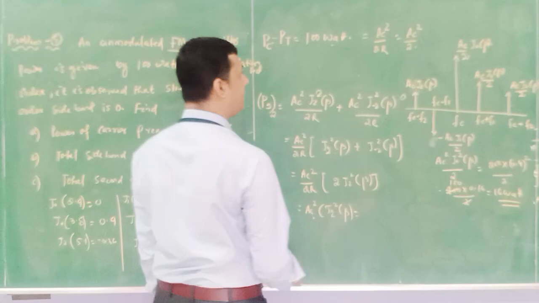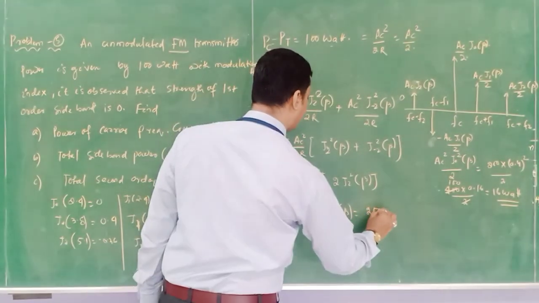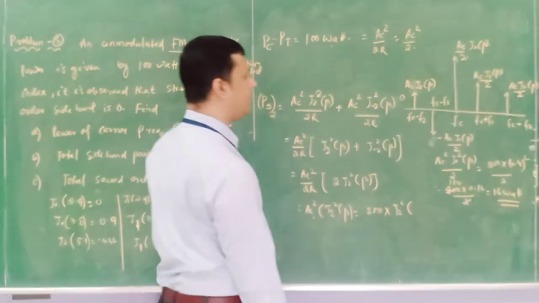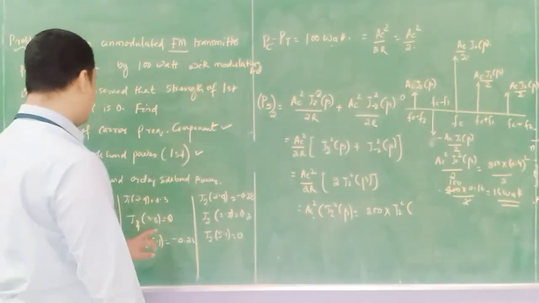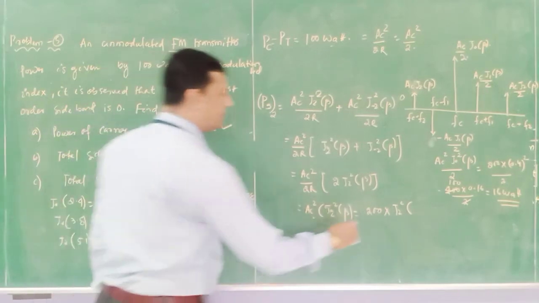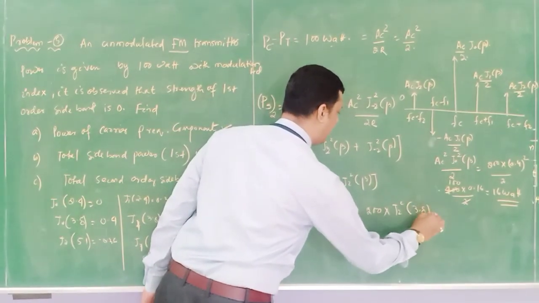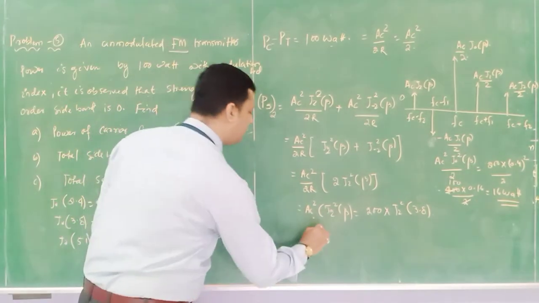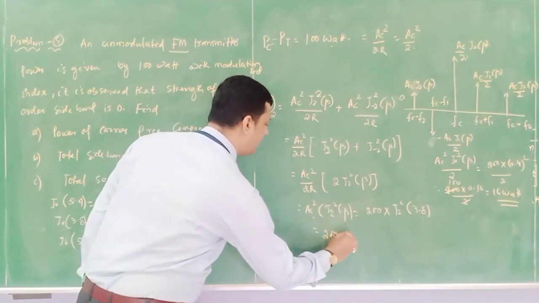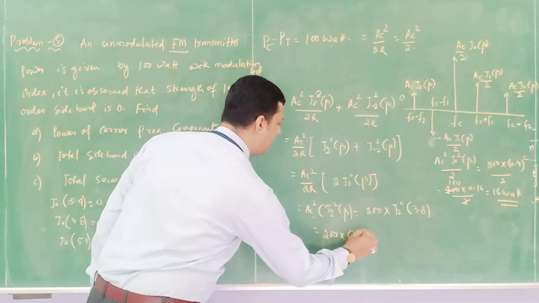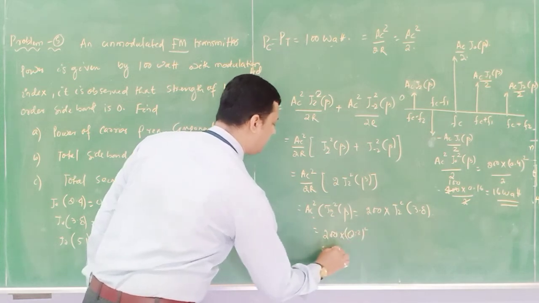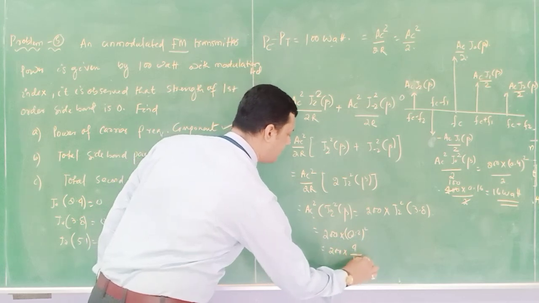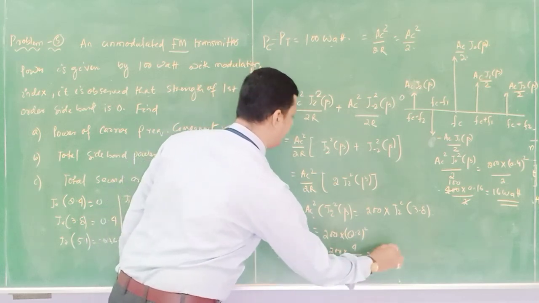So how much is Ac square? 200. J2 square of beta. Here beta we have identified, it is 3.8. So J2 of 3.8 is 0.2. So here it is 200 into 0.2 whole square. So how much will it be? 200 into 4 divided by 100. So it is 8 watt.